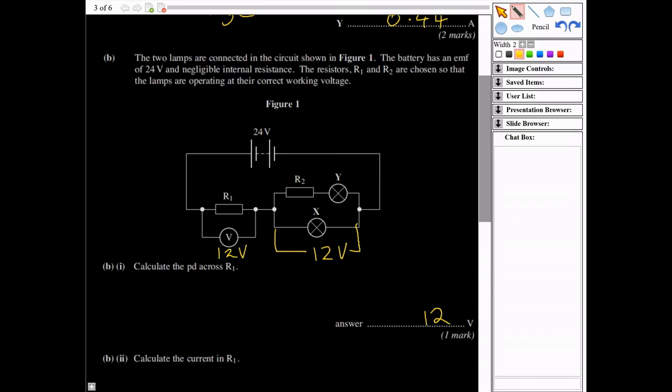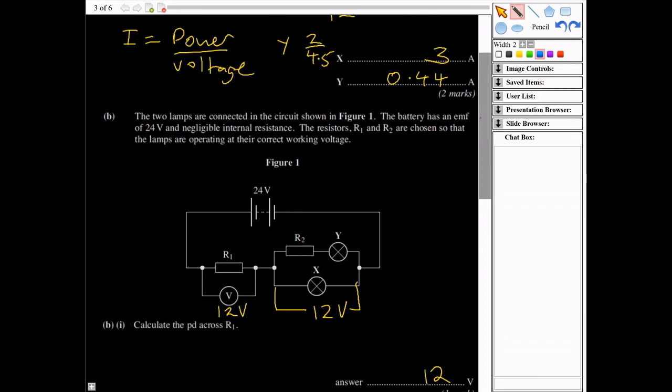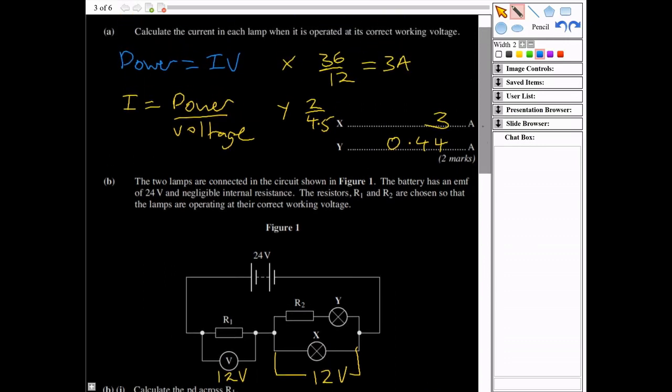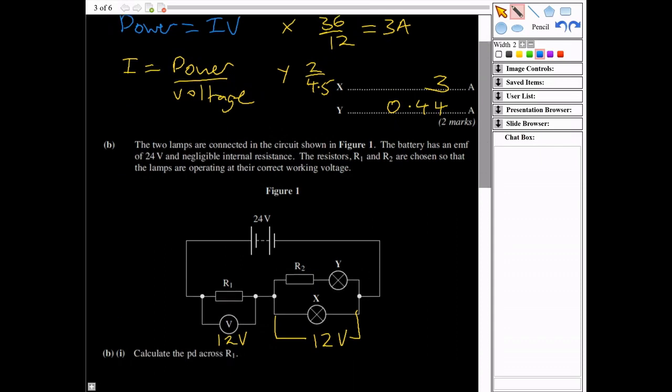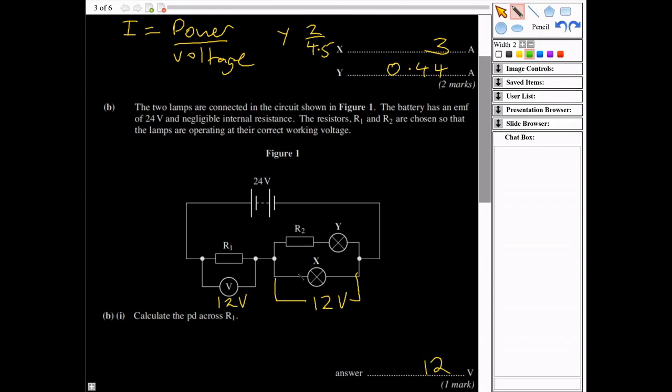Okay, next it says calculate the current in R1. So again, if we go back to our previous part of the question, because resistors R1 and R2 are chosen so that the lamps are operating at the correct working voltage, then that would mean the currents should be as we calculated in part A. So the current through X along here should be 3 amps.